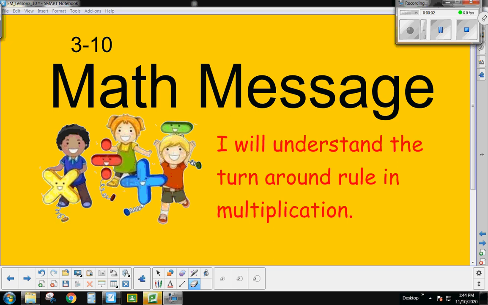All right, boys and girls, this is Math Message 3-10, the main math lesson of the day. In this lesson, we are going to understand the turnaround rule in multiplication. We've learned the turnaround rule before in addition, but today we're going to look at it in multiplication.